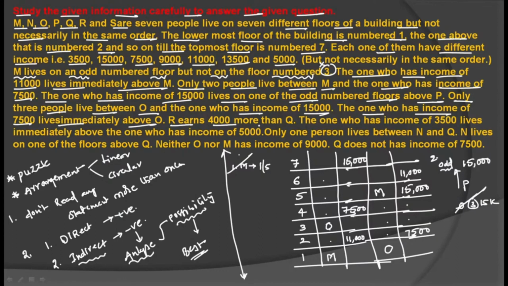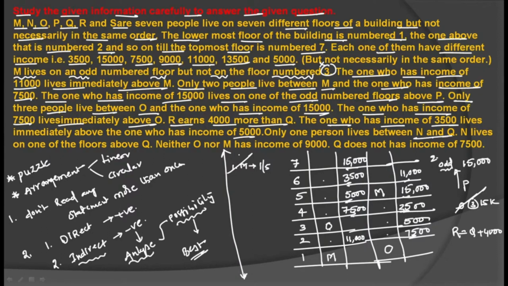Next one. R earns 4,000 rupees more than Q. The person R, when compared to Q, earns 4,000 rupees more. The one who has an income of 3,500 lives immediately above the one who has an income of 5,000 rupees. Guys, we want two consecutive places together. We have only one chance, in 5 and 6. There is no other chance. Now you can confirm: the person whose income is 3,500 lives immediately above the one whose income is 5,000. In the same way, in the second possibility, the respective floors are 4 and 3. See, it's 3,500 and 5,000. We are done with all these.